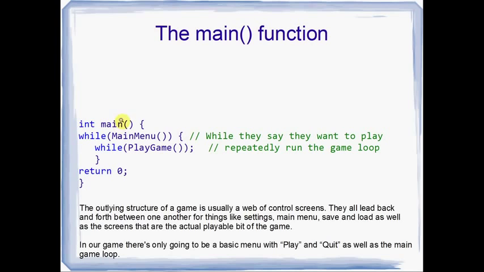Okay, so the main function, this is actually at the end of the file, you'll see in the source code. The main function, as we know, is where Windows starts running our program. Basically all we want to do here is present a little menu, and if the user quits from that menu, then it's going to come down here to return 0 and quit the game. Otherwise, if they say they want to play the game, then it goes into the main game loop, just there. That while play game is going to continuously call the play game function.